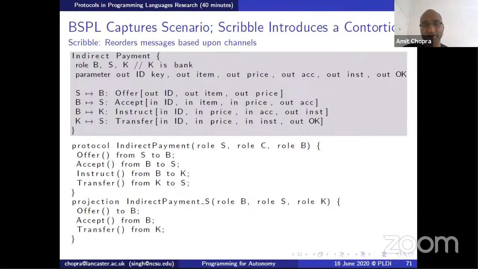Whereas if you look at the protocol as it is encoded in Scribble, the encoding looks very simple at first glance. You know, offer is from seller to buyer, then accept from buyer to seller, followed by instruct from buyer to bank, and transfer from bank to seller. By the way, the bank is represented as K. And if you take a projection at the seller, because that is where the interesting ordering is happening, the projection of the seller will say that it expects an offer. It will send an offer to the bank, then it expects an accept from the bank, and then a transfer from K.